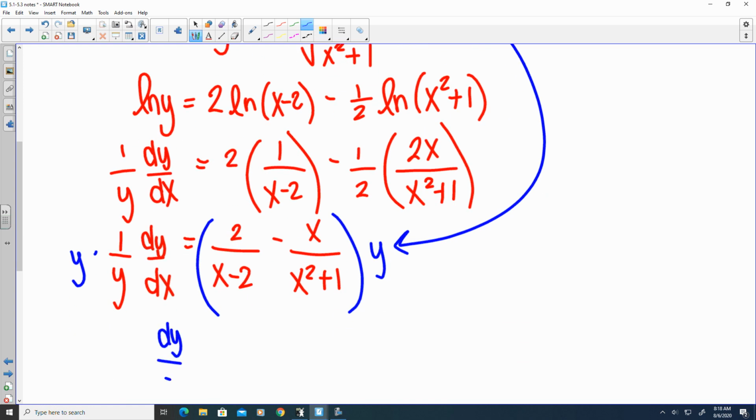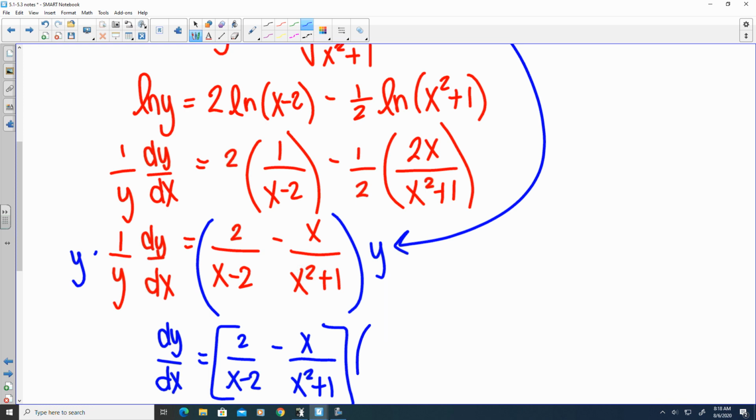And dy dx is equal to, parentheses, brackets, it doesn't matter, our derivative that we found times the original function y, which is x minus 2 squared over the square root of x squared plus 1.